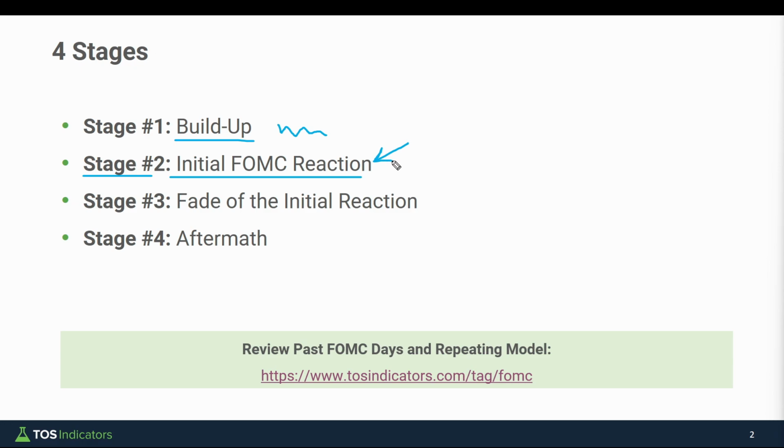Here we have very large candles, typically just need to sit back, wait, and observe to get a sense of what direction price action is moving in, and start to wait for price action to calm down and look for stage 3, a fade of that initial reaction. Now once stage 3 passes, we're then taken to stage 4, which is the aftermath.